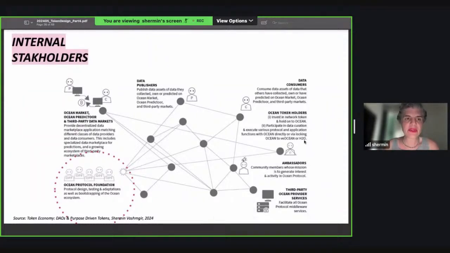Here we see the internal stakeholders. First and foremost, the Ocean Protocol Foundation. In the early years, BigchainDB, a private company in Germany, still had a lot of governance powers, but over the years this shifted towards the Ocean Protocol Foundation. That might have been a bit confusing when you research this.